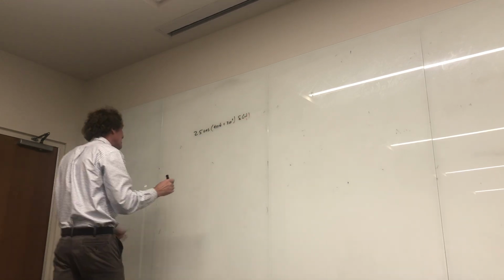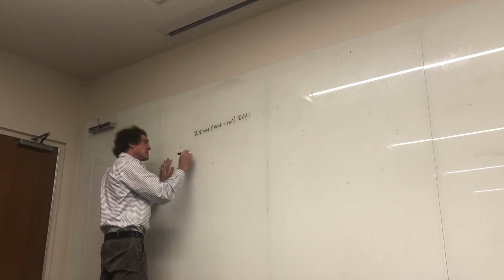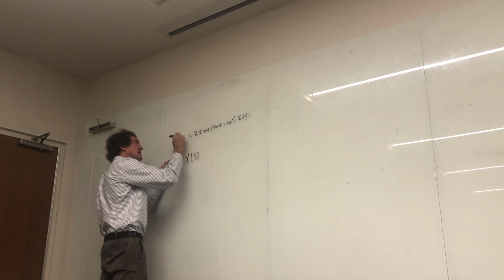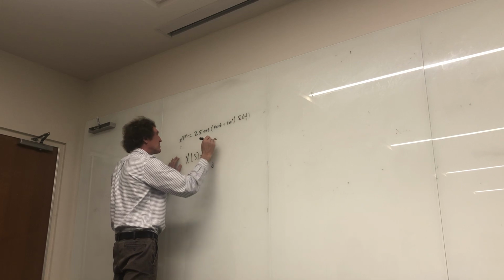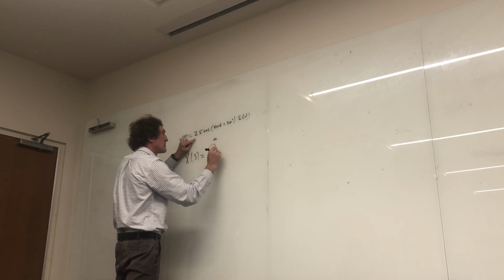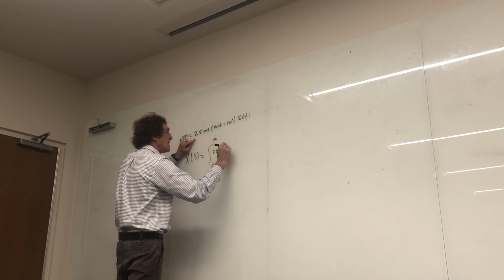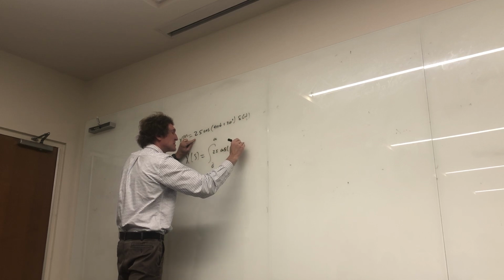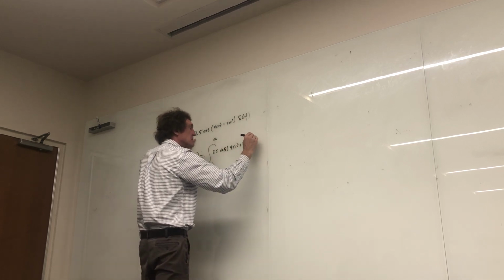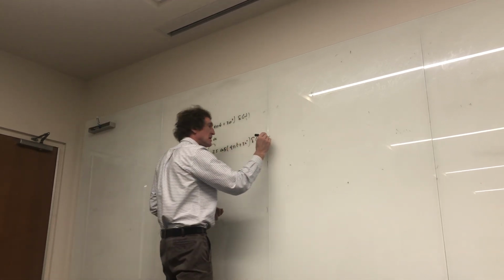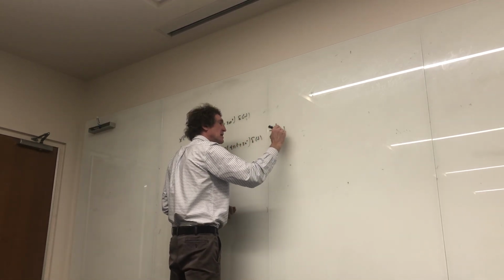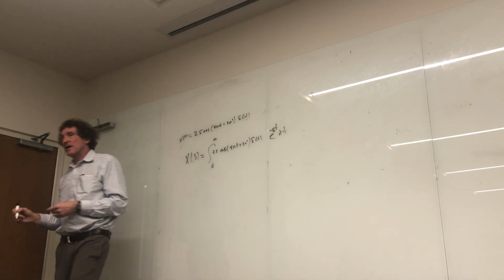I say, all right, what is it? The Laplace transform of this function, if this is x of t, is simply that function integrated from 0 to infinity, 25 times cosine of 4 pi t plus 30 degrees times delta t, that's my x of t, and then I multiply it by e to the minus st dt. Now I evaluate that integral.